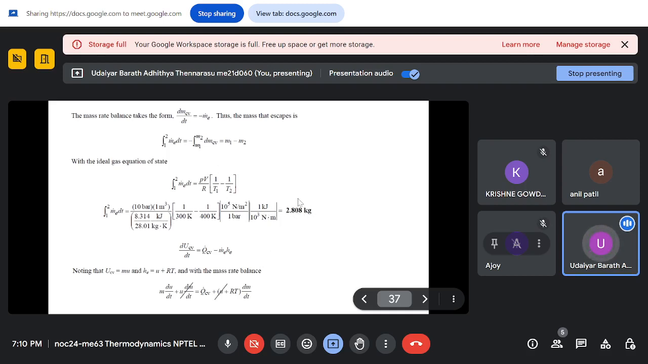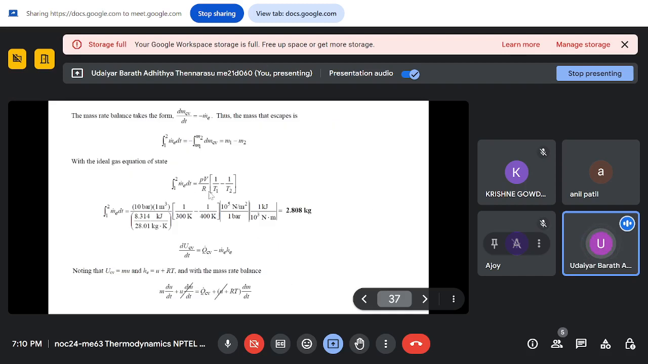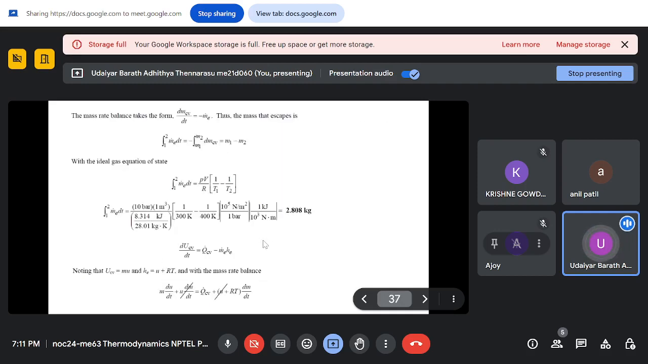So this is the amount of mass the nitrogen cylinder is losing by heating. Now again we will apply an energy balance across this cylinder. When you apply an energy balance, dU_cv by dt, which is the change in internal energy, is equal to the heat transfer which you are supplying, minus, there is no inlet to the cylinder, there is only an exit, so the exit enthalpy, m dot e He. So this is what you get.